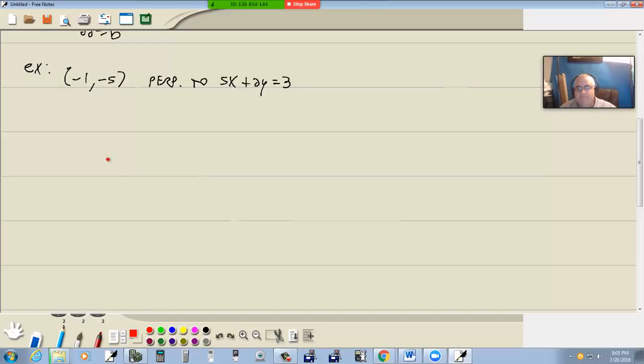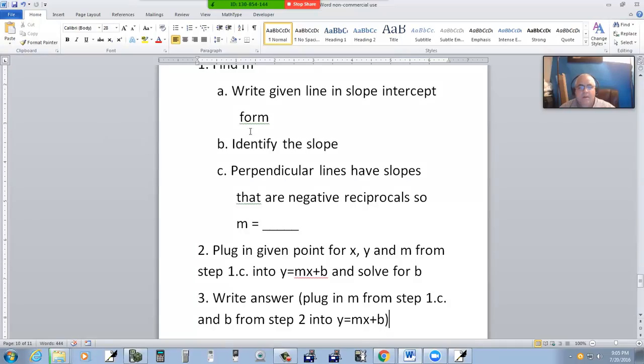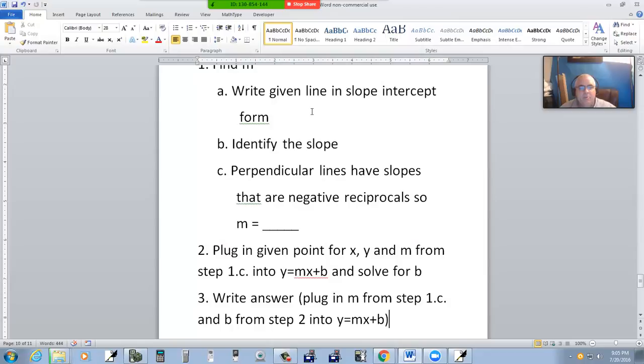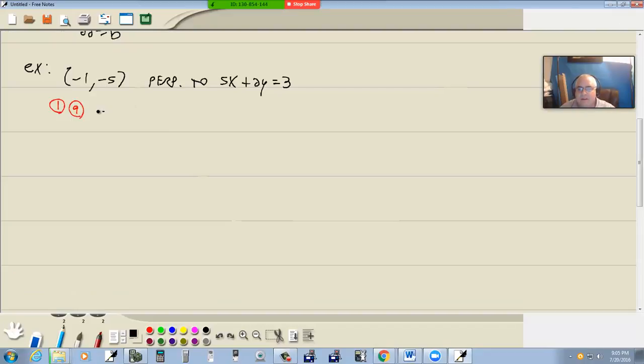Okay, step 1. Find m. First substep is write the given line in slope-intercept form. So we got 5x plus 2y is equal to 3. Now slope-intercept form means you solve for y.